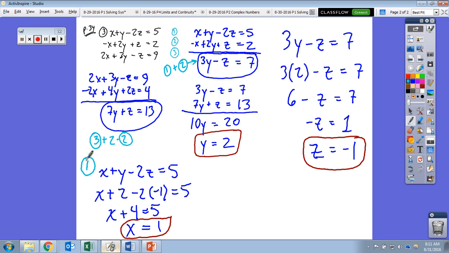How did you get 4? How did I get 4? Negative 1, 2, 1. What are you talking about? I'm talking about where it says x plus 4. Okay, this 4 here. What did you do to get that 4? Well, negative 2 times negative 1 is positive 2, and 2 plus 2 is 4.